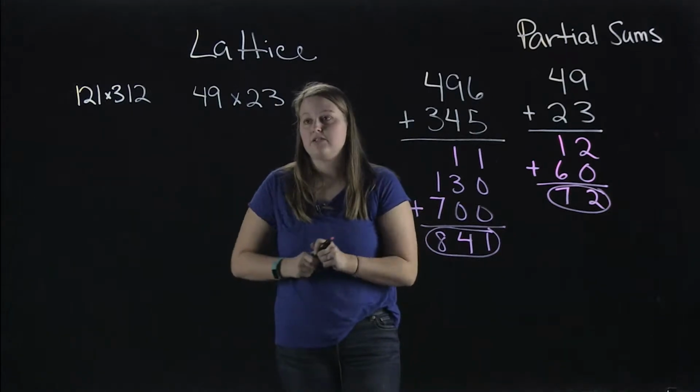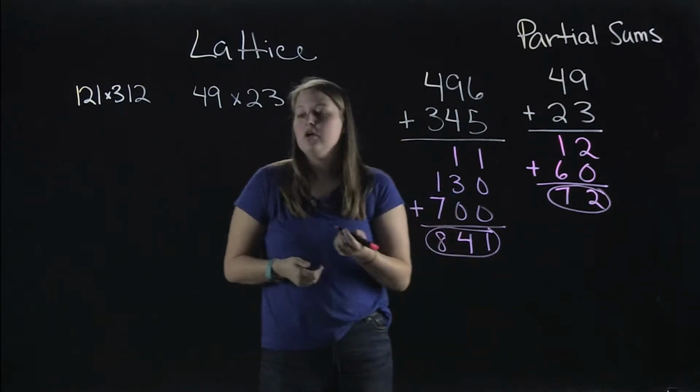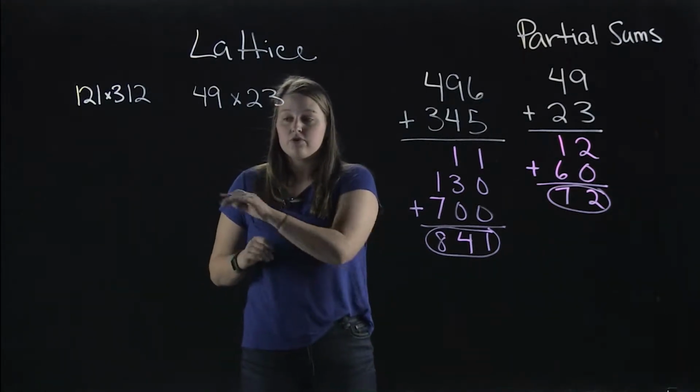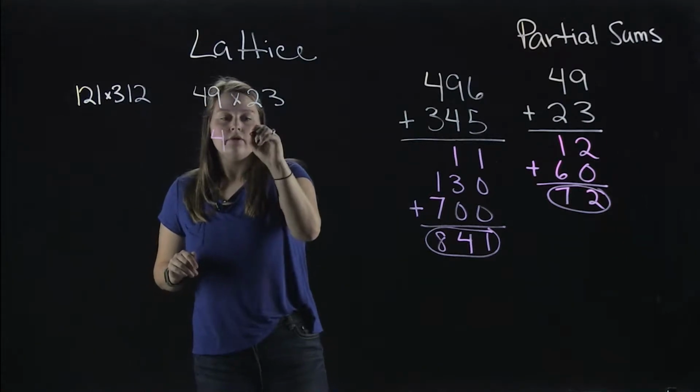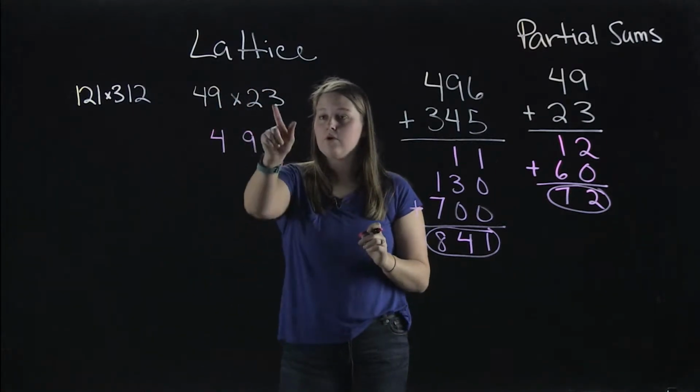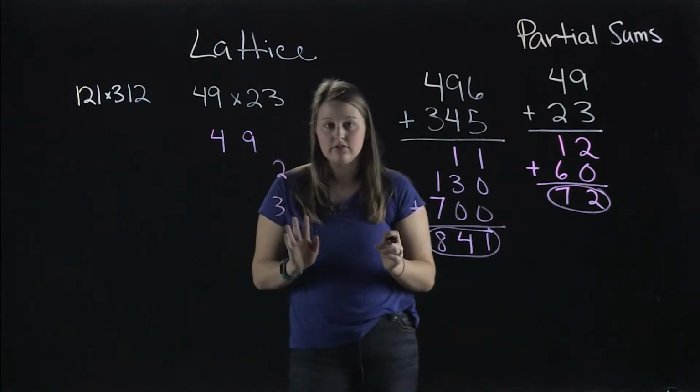So let's look at the lattice. So we're going to start with this problem right here, 49 times 23. So to start out, you're going to write your numbers, but you're going to spread them out a little, and it's going to be a little different. So 4 and 9, and now we're going to write 23 vertically. So we're going to put 2 and 3, and I spread them out a little.